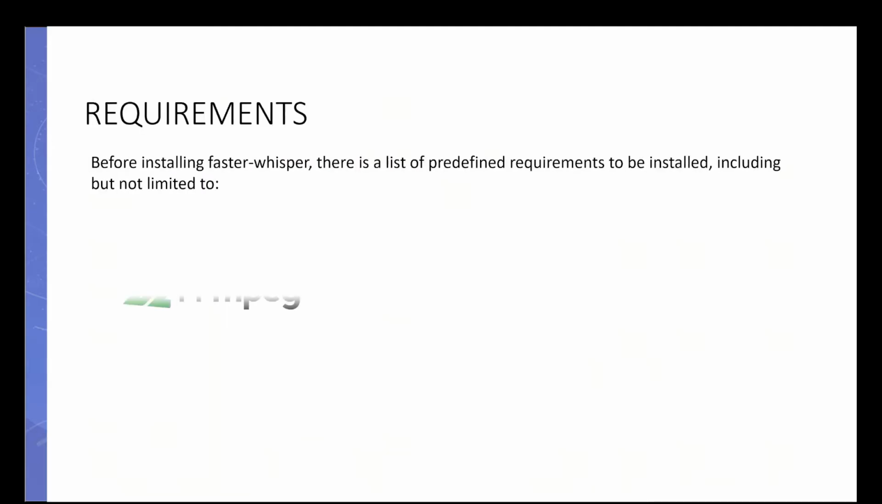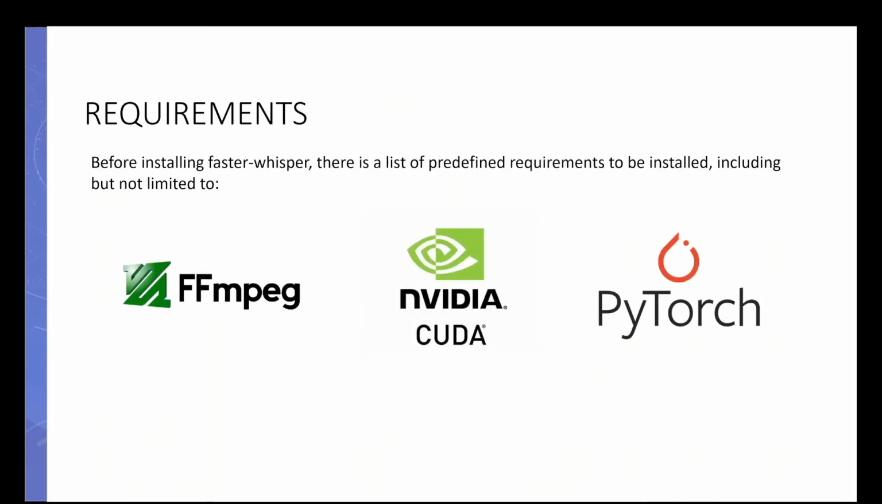So let's dive into the installation. For that, you have to know that most of these Whisper variants actually need three main components to function. Whether it's the original Whisper from OpenAI, or WhisperX, or Whisper S2T, or any other variant, the majority of them rely on three main components: FFmpeg, NVIDIA CUDA, and PyTorch.